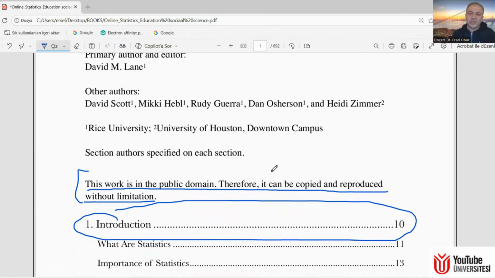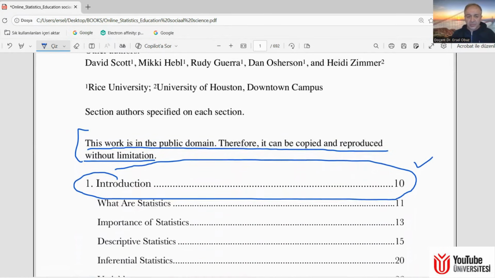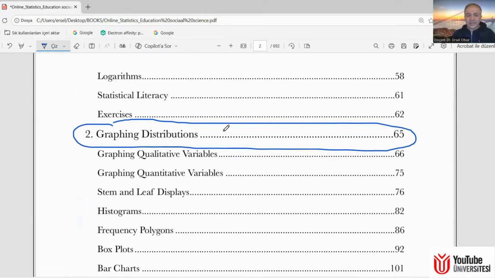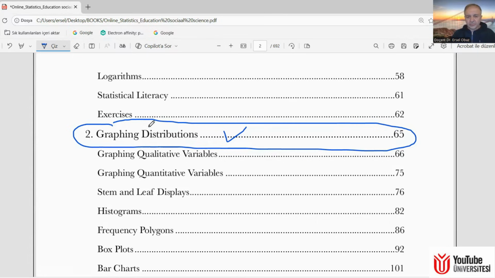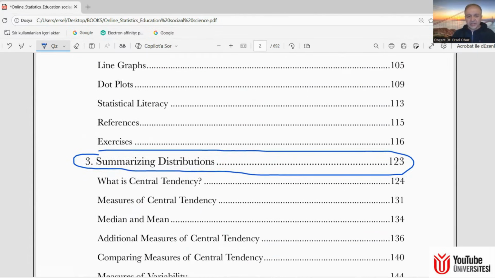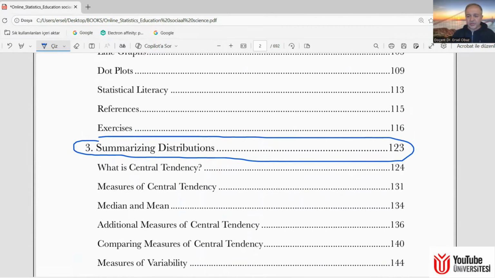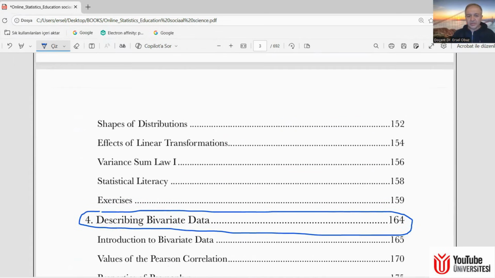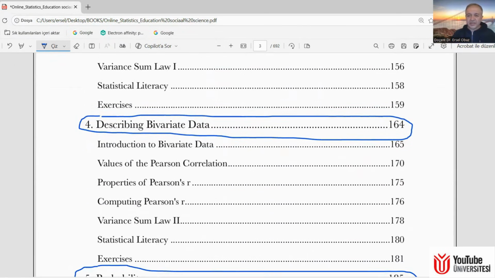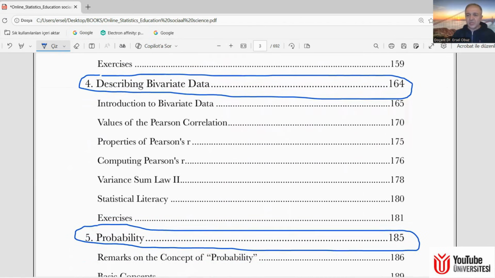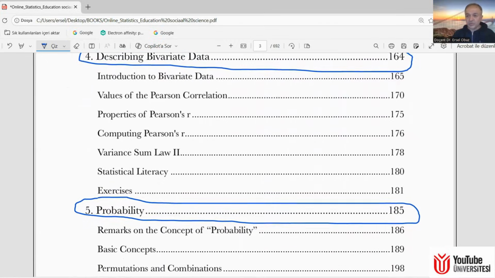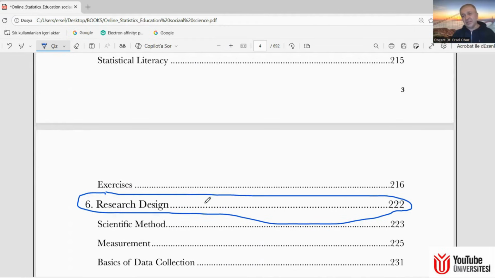So what we will do in this class, basically, we will start with introduction, then graphing distributions, then we will summarize distributions, describe bivariate data, probability, which is an important topic. We will touch a little bit on research design.